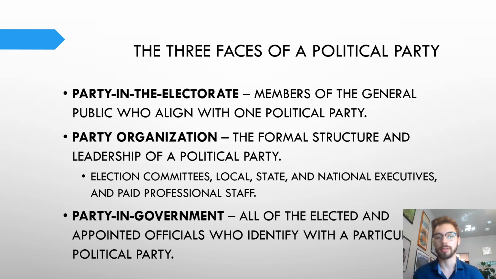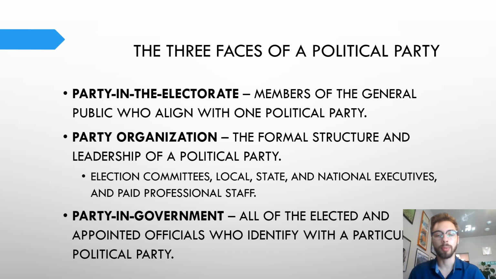These are the activists. This is the formal structure and leadership of a political party. They consist of election committees, local, state, and national executives, paid professional staff. These are the individuals behind the scenes operating political parties, all while still being very accessible. If you look at the Montana Democratic or Montana Republican parties, you will see that you can find their information on those websites quite easily.